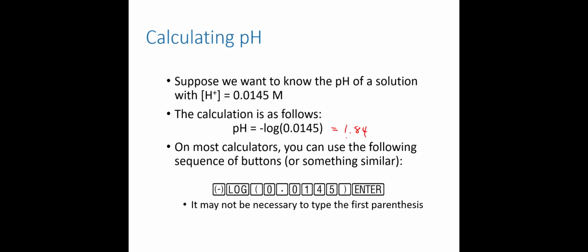So you might not see the convenience of using pH in this particular case. We have 1.84 versus 0.0145, but as these concentrations get smaller and smaller, that's going to make dealing with pHs much easier.